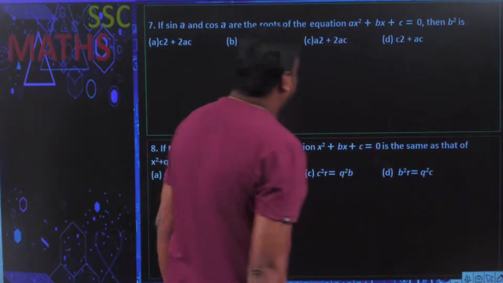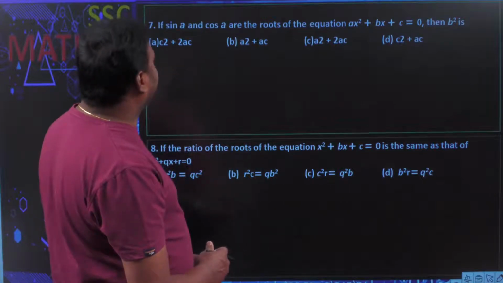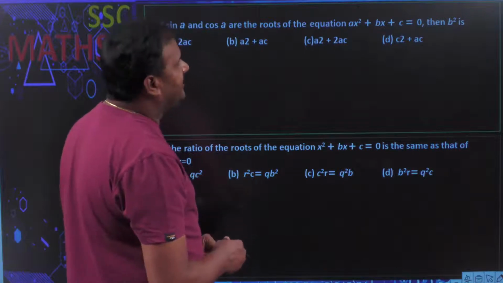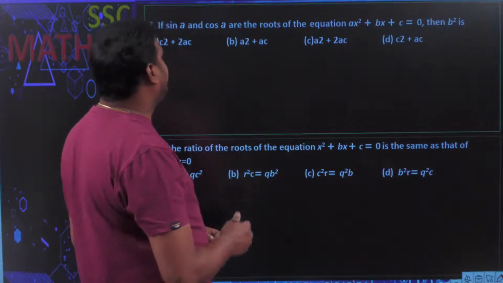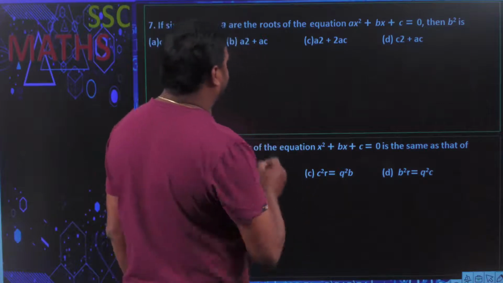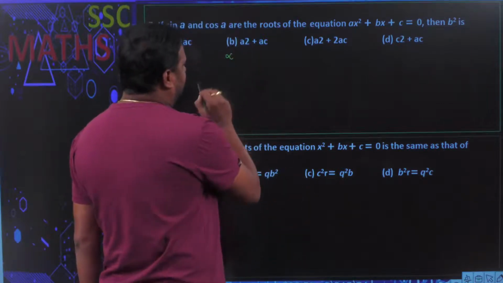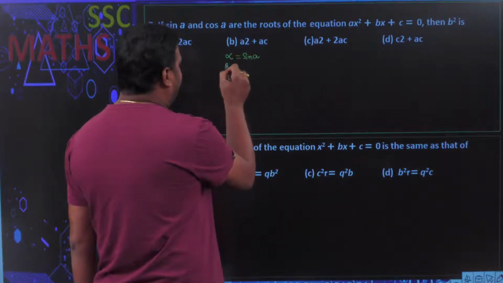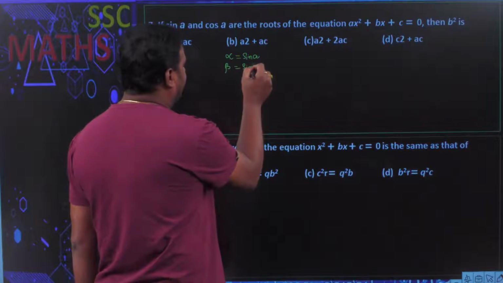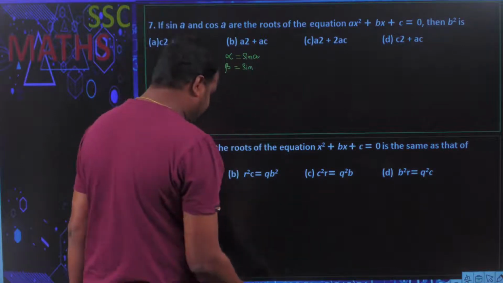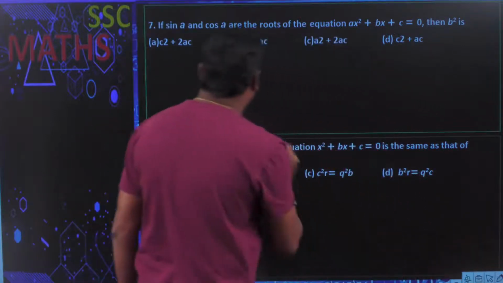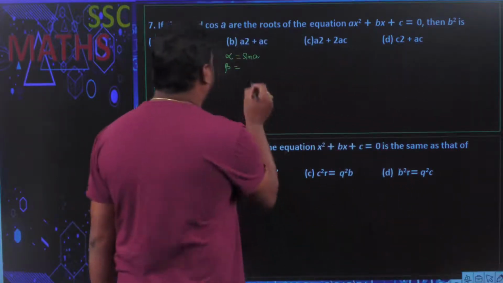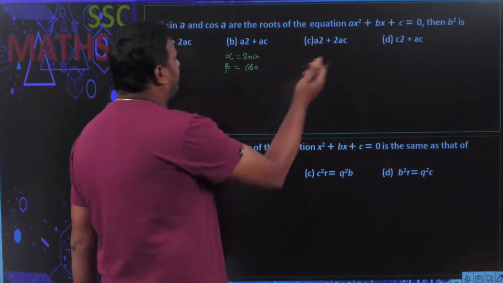Next. Coming to the next problem: if sin A and cos A are the roots of the equation ax square plus bx plus c is equal to 0, then b square is what? See, sin A and cos A are the roots of the equation. So we can take alpha as sin A and beta as cos A. These two are the roots of the equation ax square plus bx plus c is equal to 0. Then what is the value of b square?